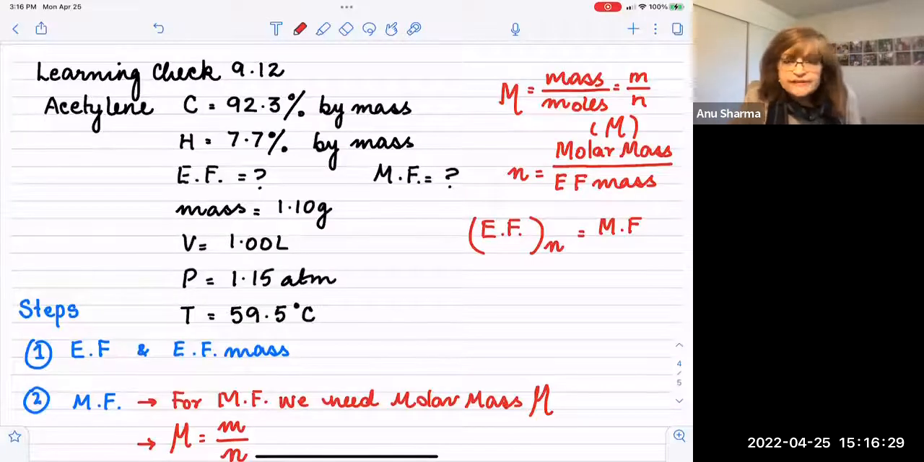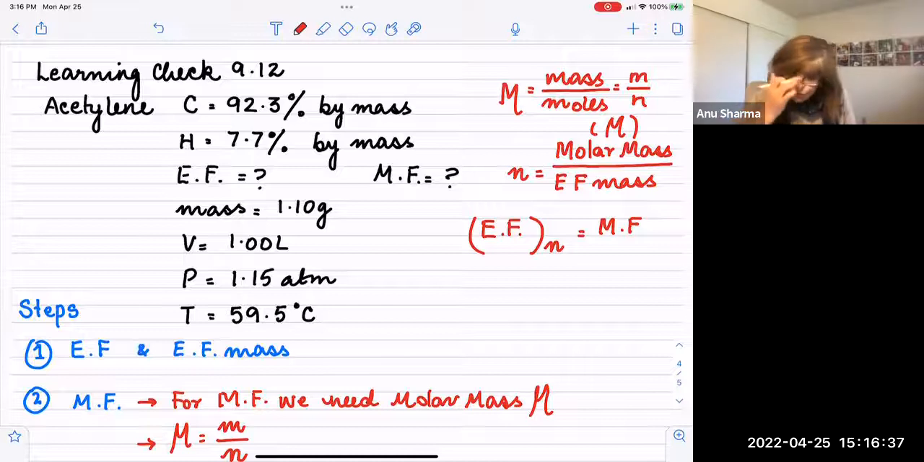Okay, so our next question is 9.12, and here we are dealing with acetylene, which is a fuel used for welding torches. It is composed of 92.3% carbon by mass and hydrogen 7.7% by mass. We are being asked to find the empirical formula if 1.10 grams of acetylene occupies a volume of 1 liter at 1.15 atmosphere and 59.5 degrees Celsius. What is the molecular formula for acetylene?